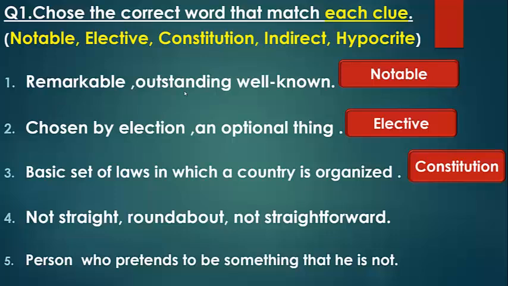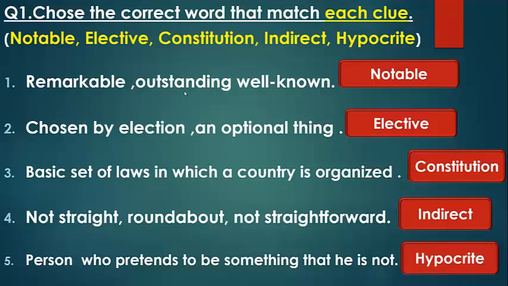Number 4, not straight, roundabout, not straightforward. This is indirect. Number 5, person who pretends to be something that he is not, like showing something different from his reality, and this is hypocrite.